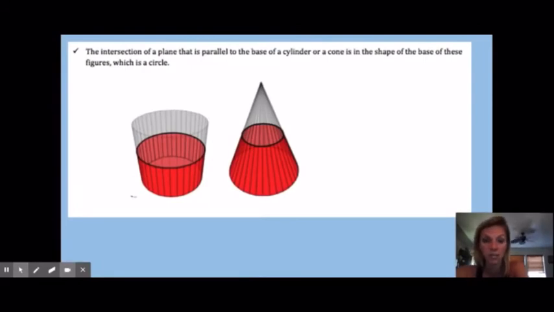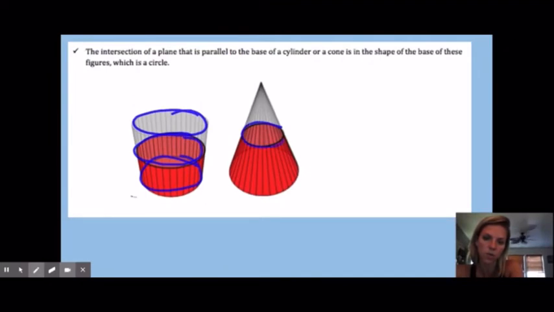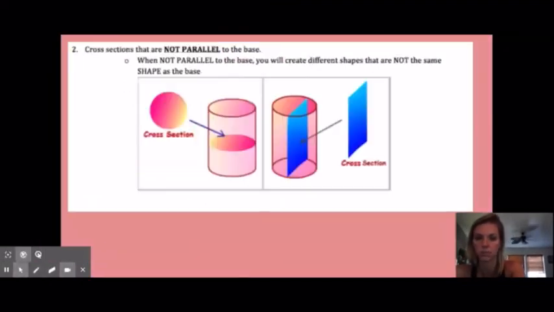Same thing here. You have a cylinder and a cone. So the cylinder, this one, the cross section is the exact same size. It's congruent to the top and bottom circles. Whereas in the cone, clearly the cross section is smaller because it's getting smaller as it goes up top.